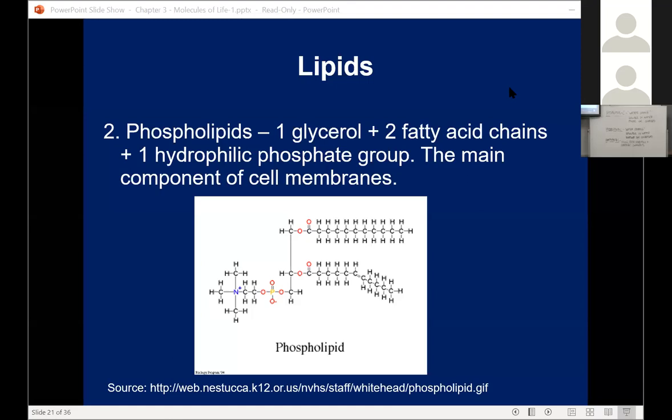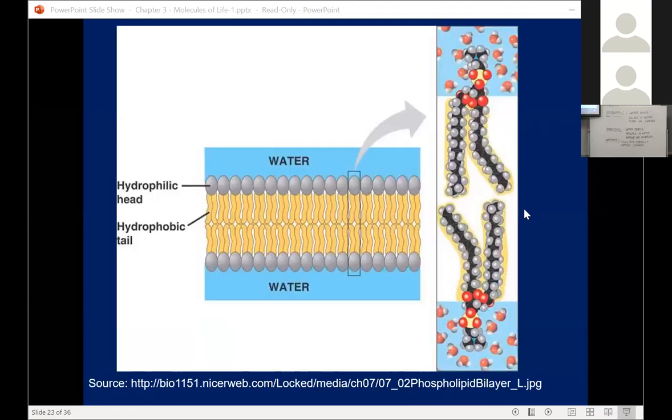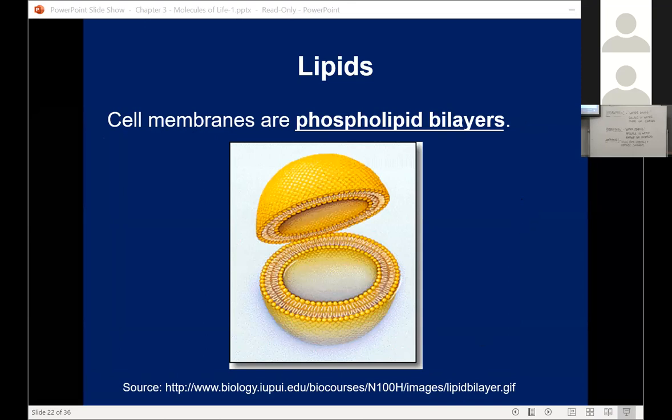Okay, let's go back to the PowerPoint. All right, and the last point on this slide, these are the main components of cell membranes. In chapter 4, we're going to talk all about cell structure and cell membranes. So we'll talk exactly about how phospholipids can form a cell membrane next chapter. Actually, we're going to talk about it now. Sorry, I'm a liar. I forgot that this was in here. Okay. So phospholipids can form phospholipid bilayers. Cell membranes are made from phospholipid bilayers. When we put phospholipids in water, they will spontaneously form into these phospholipid bilayers.